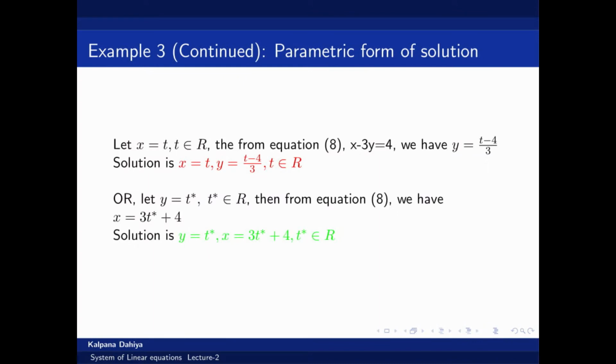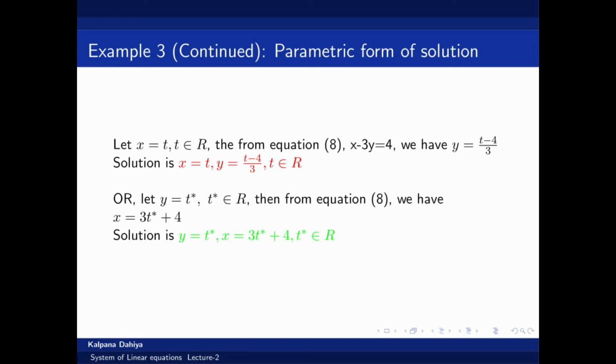In the situation of infinite solutions, we can represent the solution in two forms: free variables or the parametric form. Here I am using parametric form. So let x be t, where t is any real number. Then from equation number 8, we can find the value of y, and it is given by (t minus 4) divided by 3. So the solution is x equal to t, y equal to (t minus 4) divided by 3, where t is any real number.